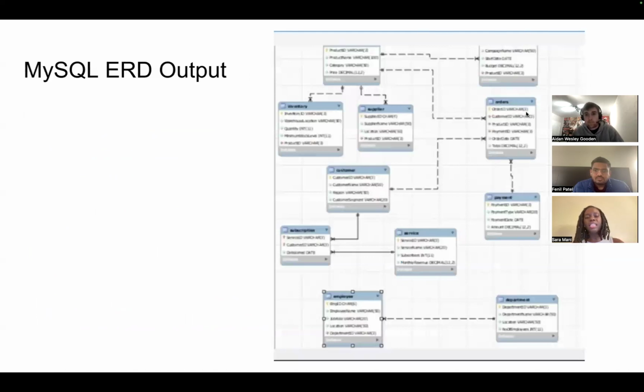And then this is the ERD output, where we compare our hand-drawn one versus the one that we created in the SQL database, where we can see that employee and department still do not have a relationship or are not connected to the database, but they were important for our presentation and our business scenario. Next is the insert tables and their results that Aiden will explain.